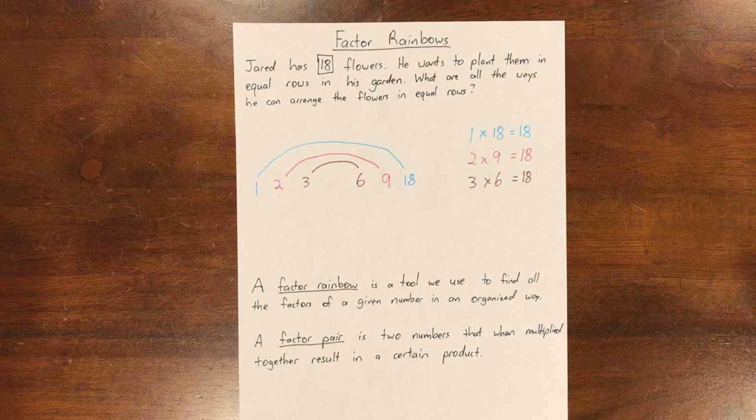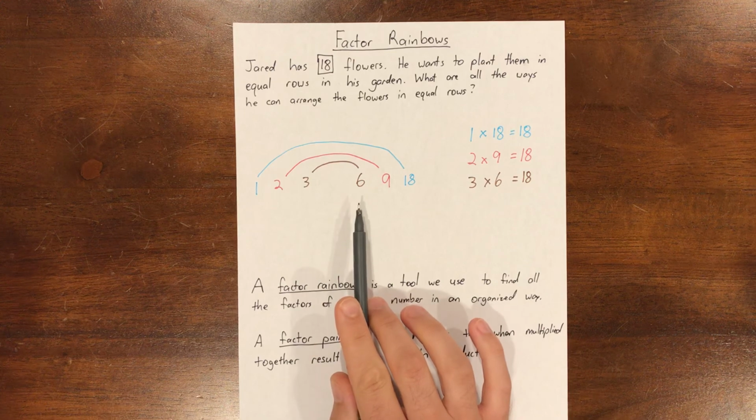What about 5? Is that a factor of 18? Say it out loud. Yeah, same thing, not a factor. Nothing times 5 equals 18. This is interesting. The next factor we would check is 6, but that's already in our factor rainbow.